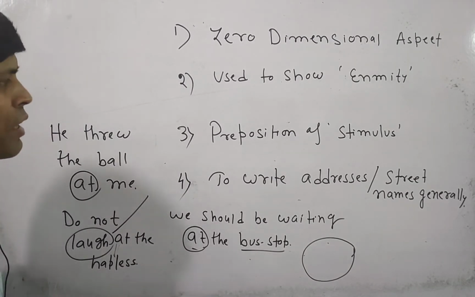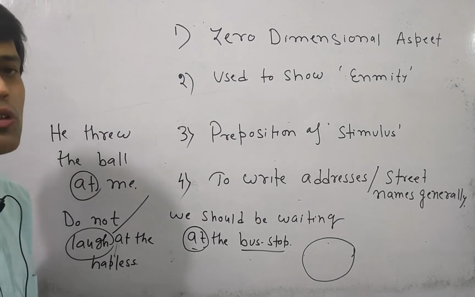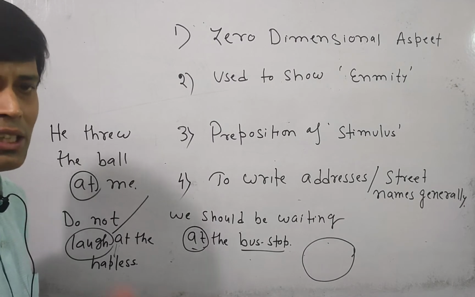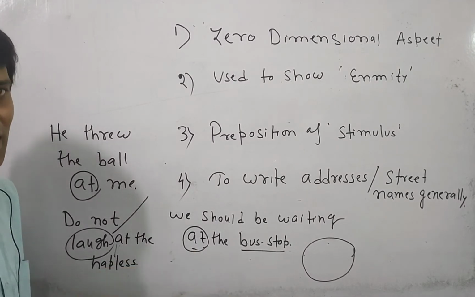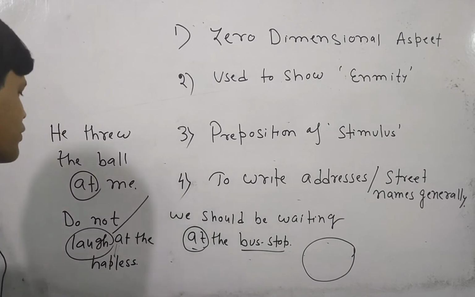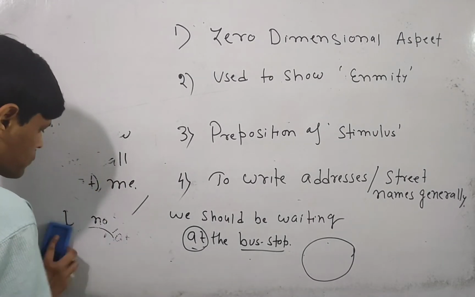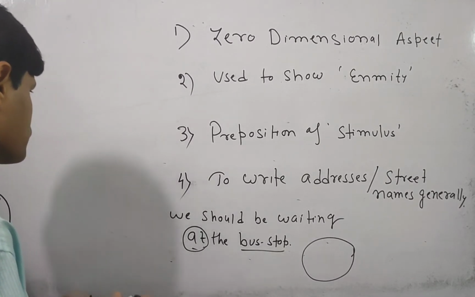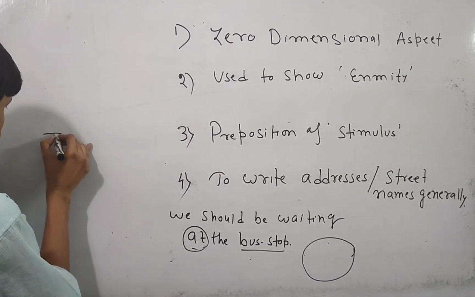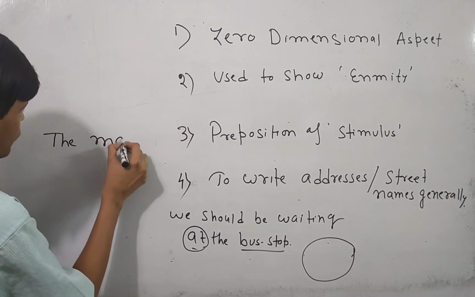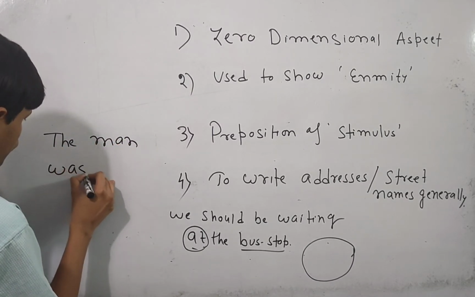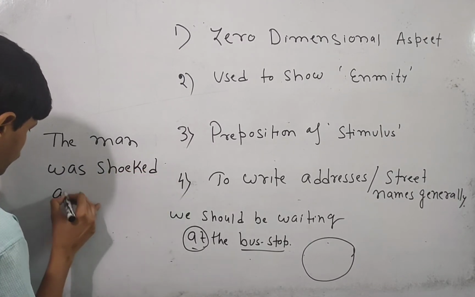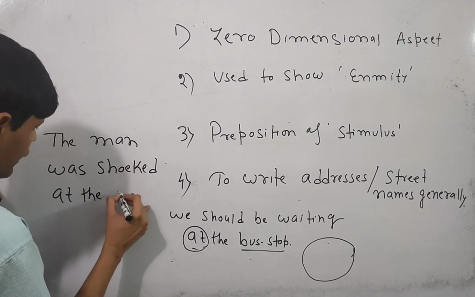Now think about the third option: preposition of stimulus. Stimulus, the word has come from the word stimulate. Stimulate means to excite someone, to enthuse someone, to make someone agile. So if I just write that, the man was shocked at the bad news.